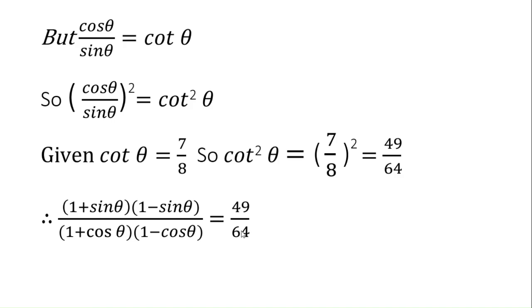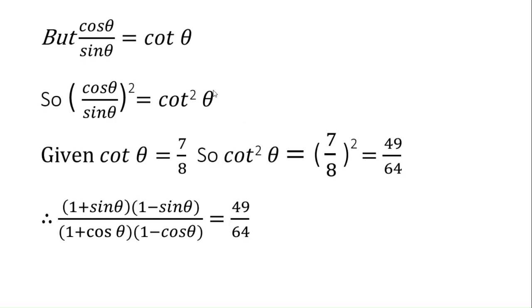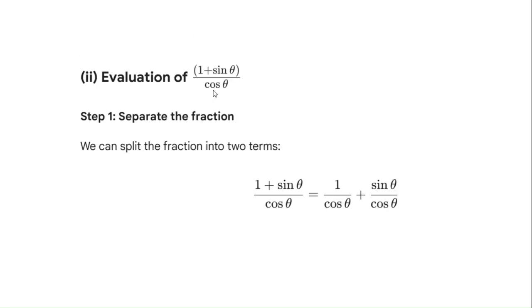Now coming back to the second one. What is given here? We need to evaluate the value of 1 plus sin theta by cos theta. Here also only one value is given. What is that value? Cot theta value is given. Cot theta is equal to 7 by 8.